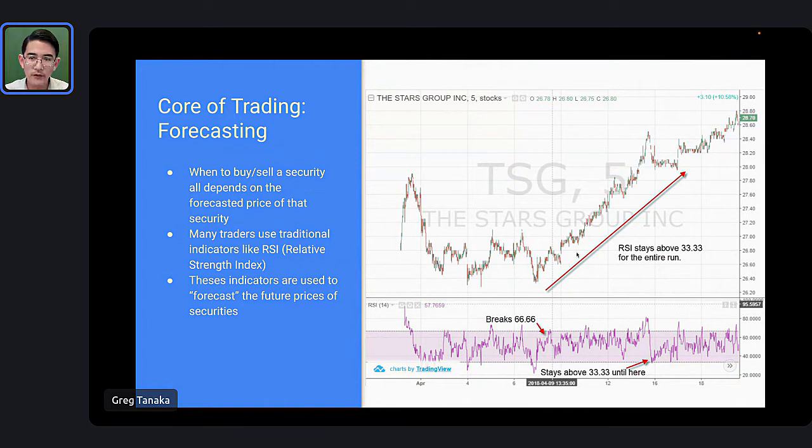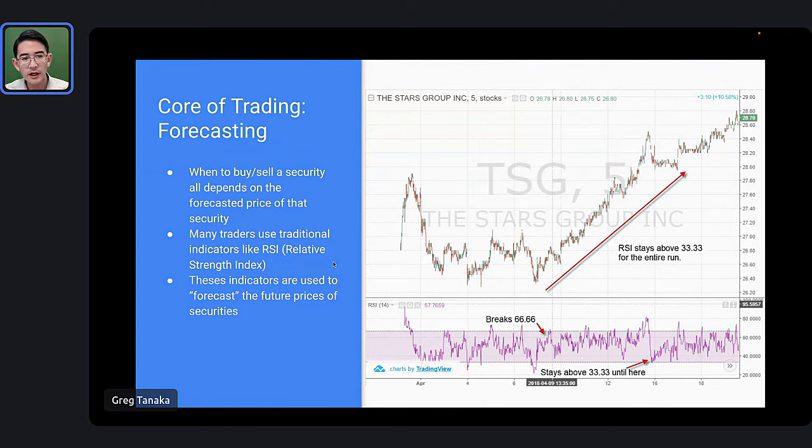It's going to be like a bull run for the stock. And if it goes below a certain level, then it's probably going to flatten out. And that's what you kind of see here for this stock called the TSG group, or the STARS group. And what these indicators do is they help you figure out when you should buy and when you should sell.